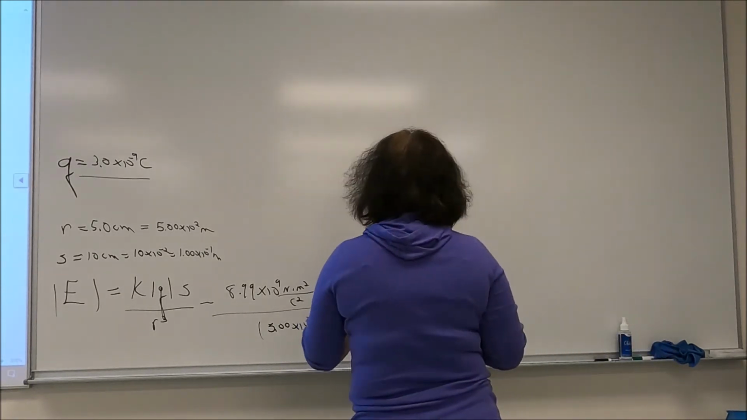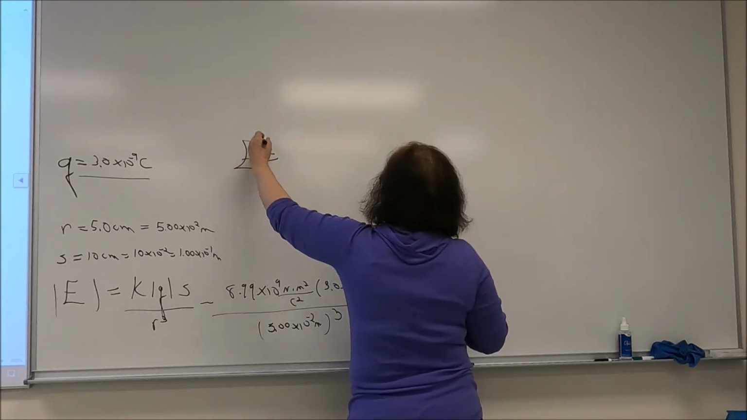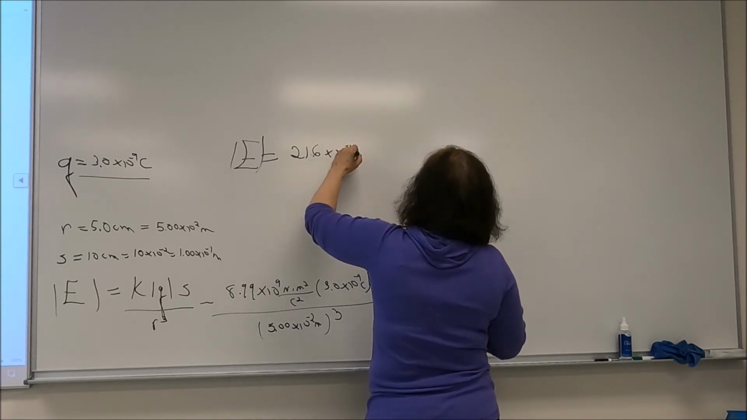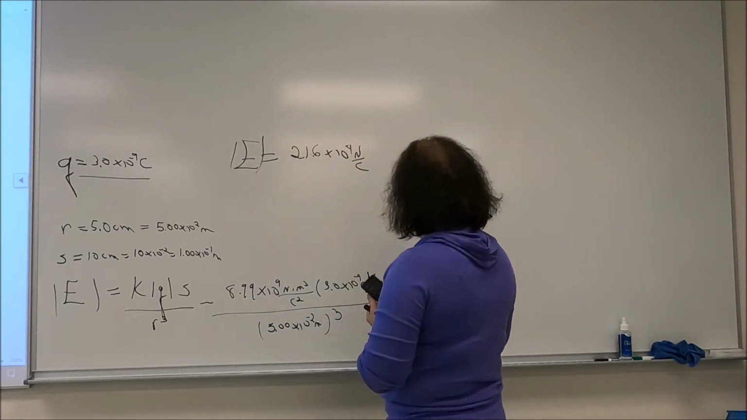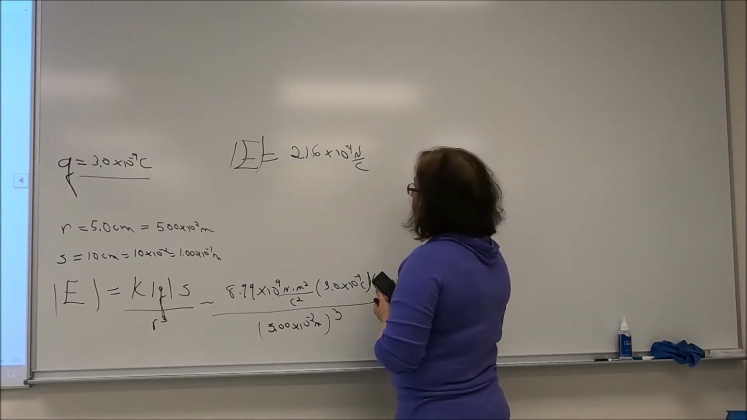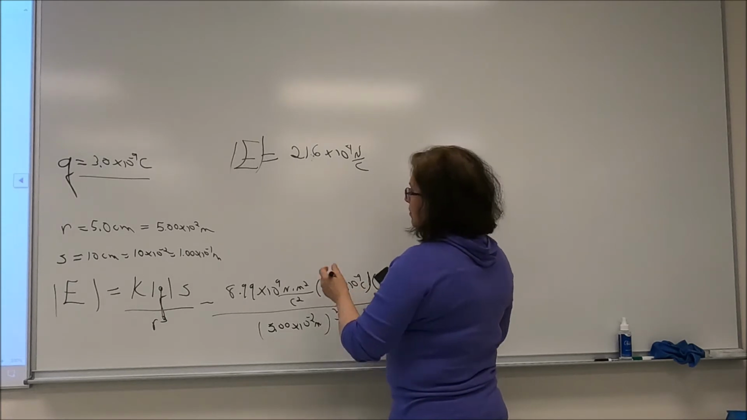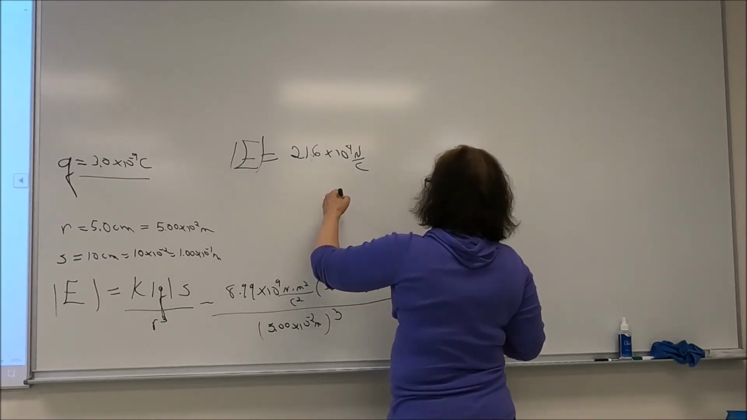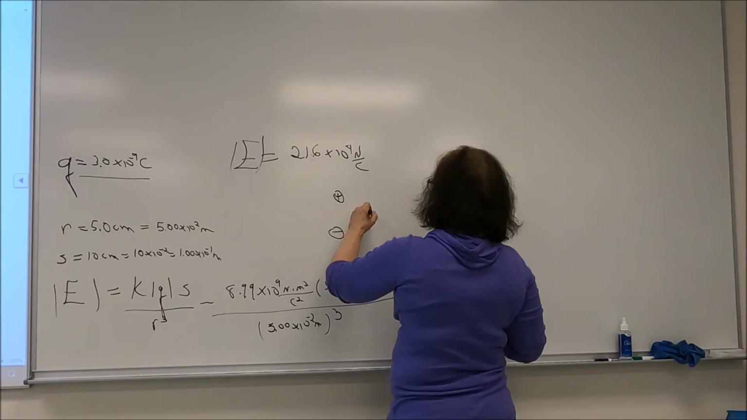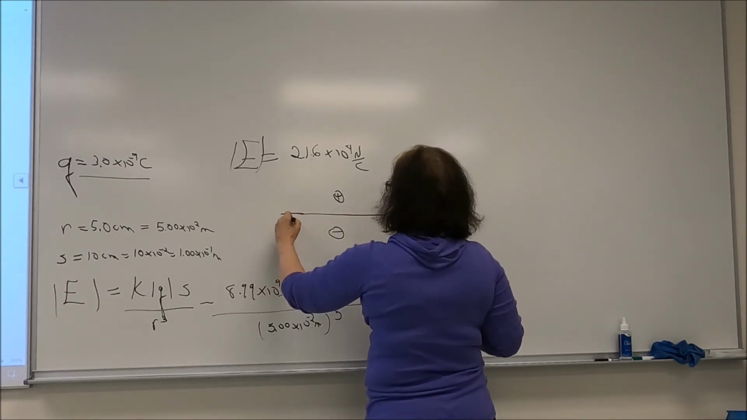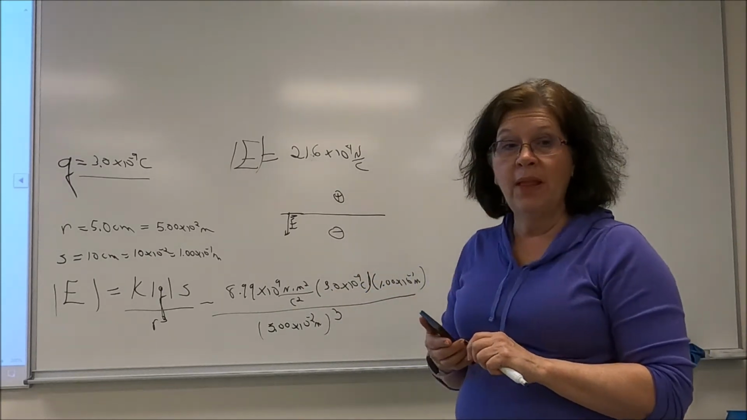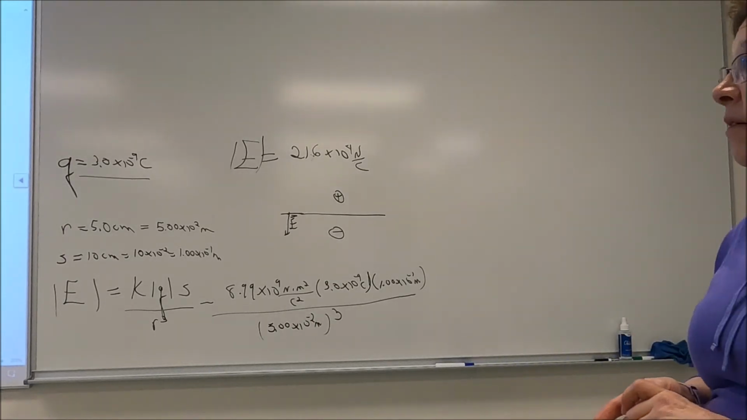So I get an electric field strength here to be 2.16 times 10 to the 4 newtons per coulomb. Okay, and if we look at it, it is going to point from the positive to the negative. So the positive here, the negative here. At this point, it's going to point this direction. So it's pretty much a plug and chug question.